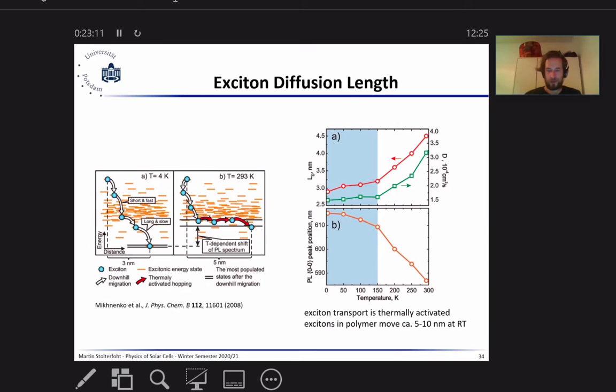This slide shows you how far excitons move, and at room temperature they can move around for 10 nanometer. They diffuse, but they're so strongly bound they don't split. So they will eventually recombine. And this is the diffusion length, that is the diffusion length in red here. This in green is the diffusion coefficient. Doesn't matter so much.